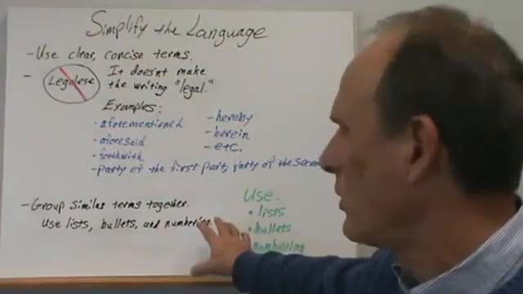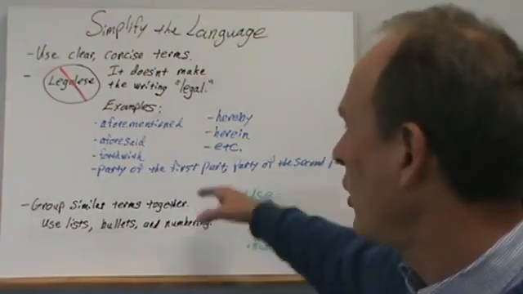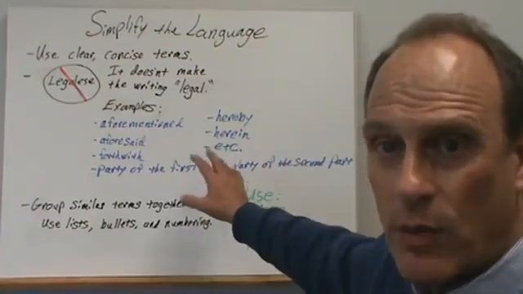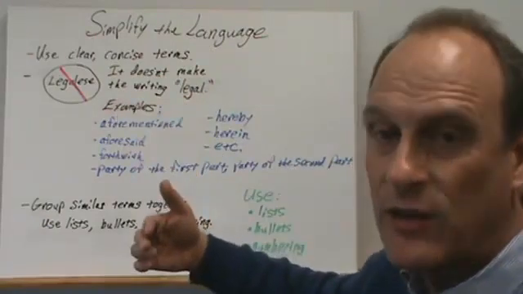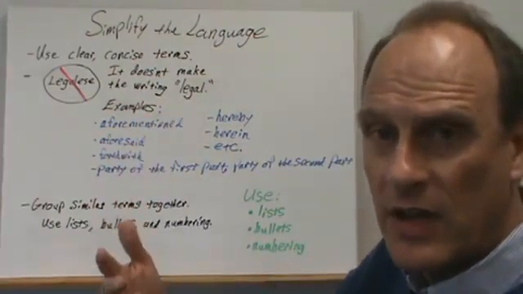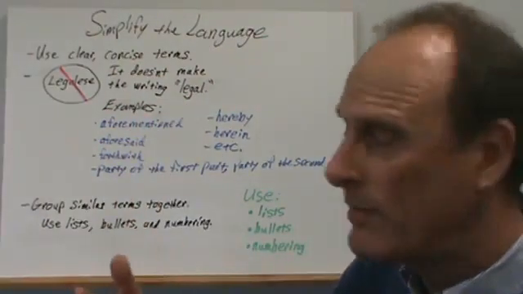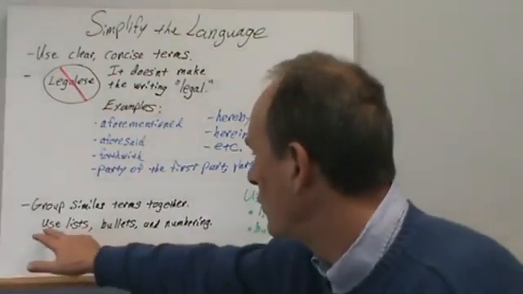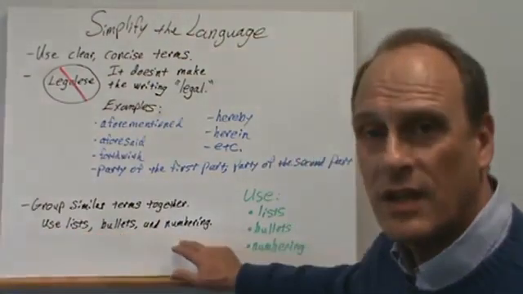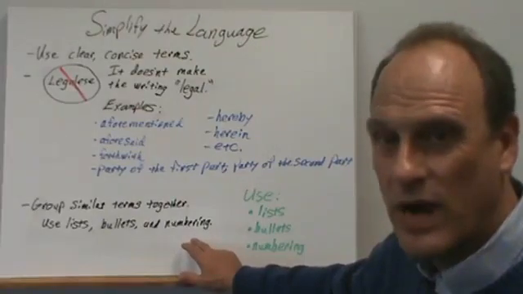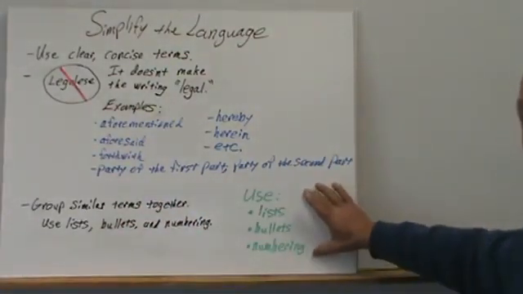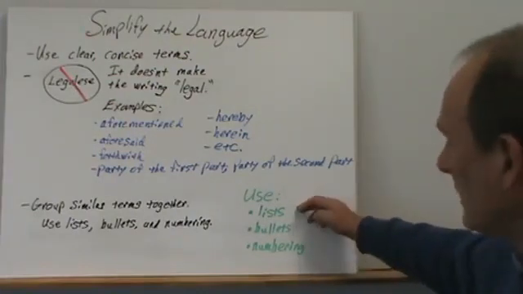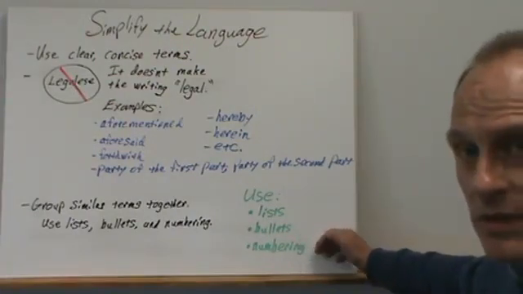We want to group similar terms together. So we want to make lists of things like duties or lists of remedies. For example, use lists, bullets, and numbering. All right, well, this is a contract. Take a look at that. Isn't this a lot better? Use lists, bullets, numbering.